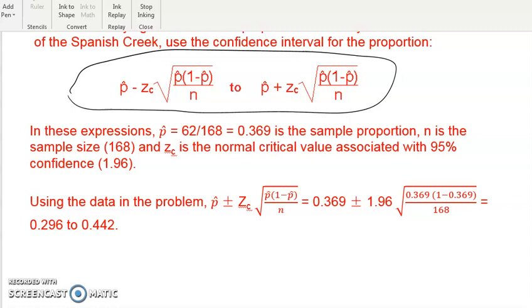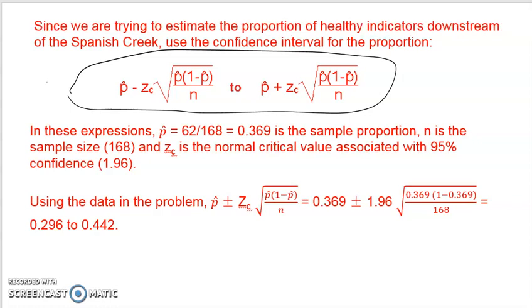So in this expression for the confidence interval for the proportion, P hat, we already said, is 62 over 168, which is 0.369. Remember to use the decimals. N is the sample size, which is 168. Z sub C, or the Z critical value, is the normal critical value associated with 95% confidence, because we already said we want to use 95% confidence.